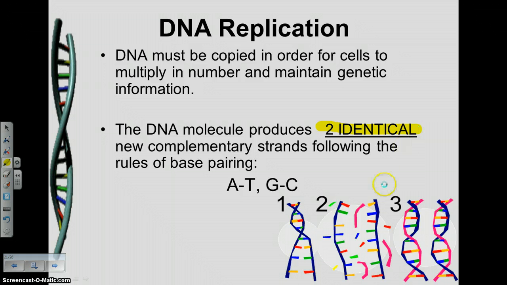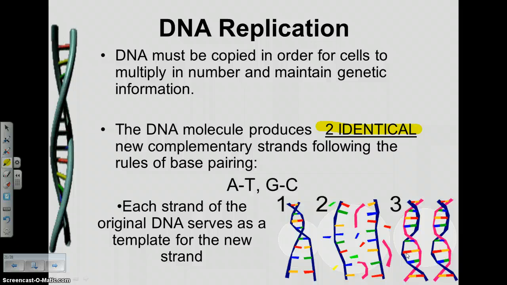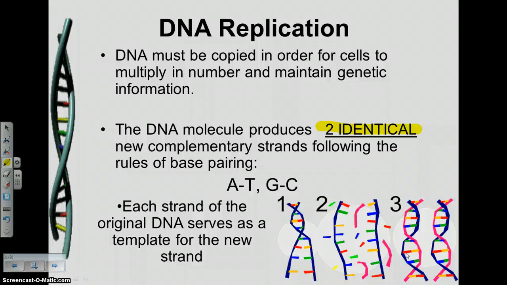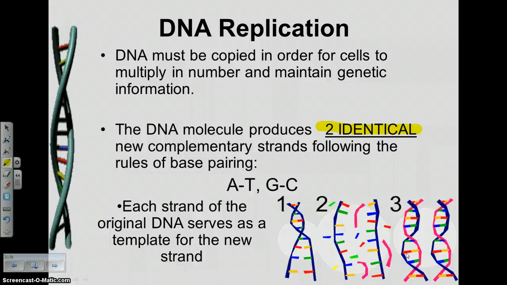So the first thing we have to do, as you can see in this picture here, is we have to sort of unwind and unzip our DNA, and then we have to put the pieces of the puzzle back together so that the original strand serves as a template for the new strand. So each original strand of DNA serves as a template for the new strand.